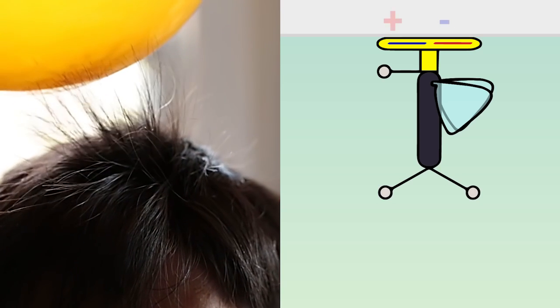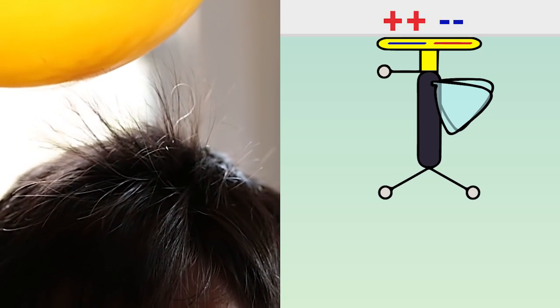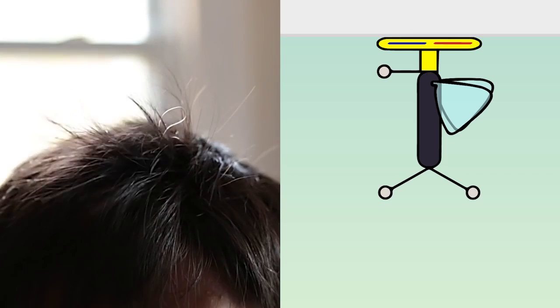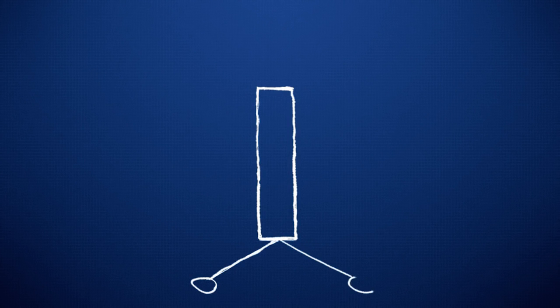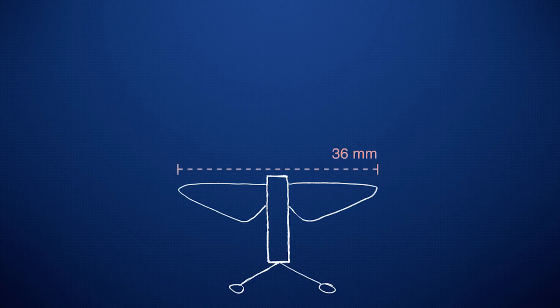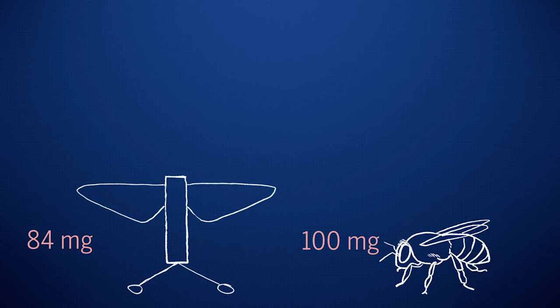This type of adhesion is pretty weak, so objects must be really light for them to stick to a surface. To get around that limitation, scientists designed these robots to weigh a minuscule 84 milligrams. That's less than a bee. At this weight, it takes 1,000 times less power to perch than to fly.